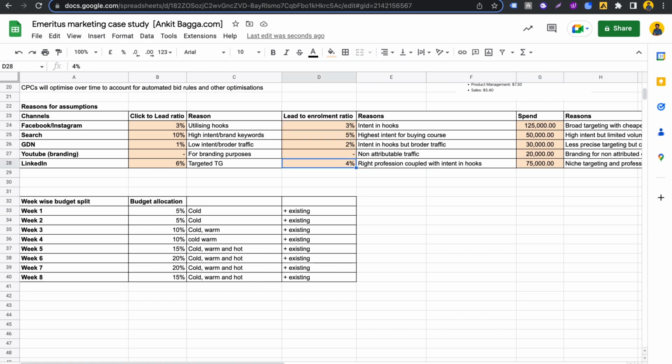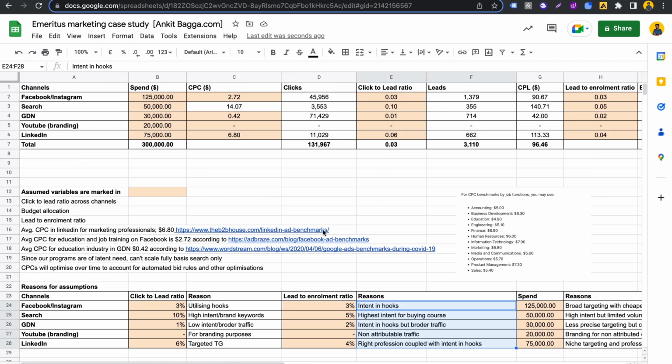Lead to enrollment ratio, I've taken these, and click to lead ratio, mostly these. This is partly coming from industry benchmarks, but also how Facebook performs vis-a-vis search or GDN or other platforms. So I've also given the links, the reasons why I've taken these assumptions. A large part of the assumptions also came from some links. So these are the links that I've utilized to figure out what the average CPC on LinkedIn will be for marketing professionals, which is going to be 6.80. And all these CPCs I've also assumed.